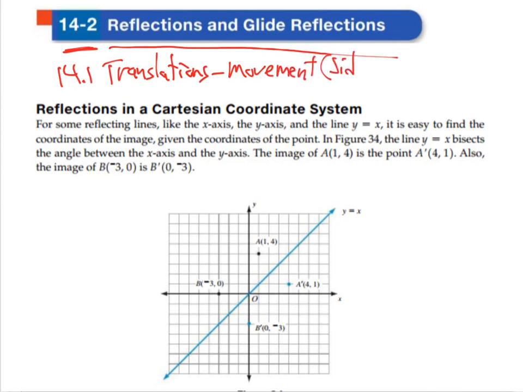Sliding things right, left, up, or down. And then we also did rotations, right? We practiced rotating things. Now in 14.2, we're going to reflect things. These are all different kinds of transformations that Chapter 14 is all about. Okay, so how do we do it?